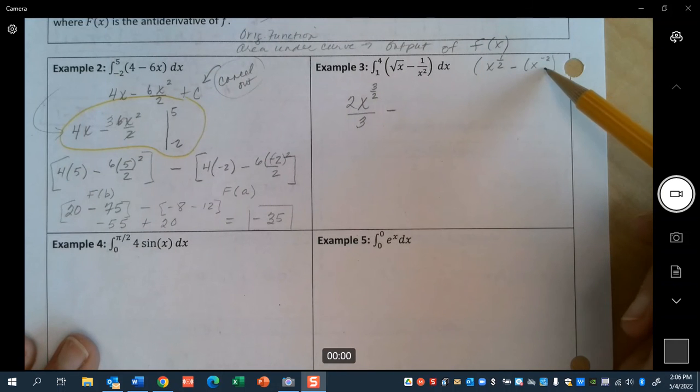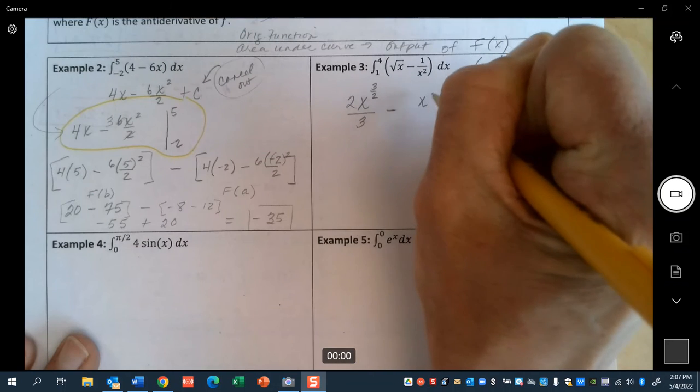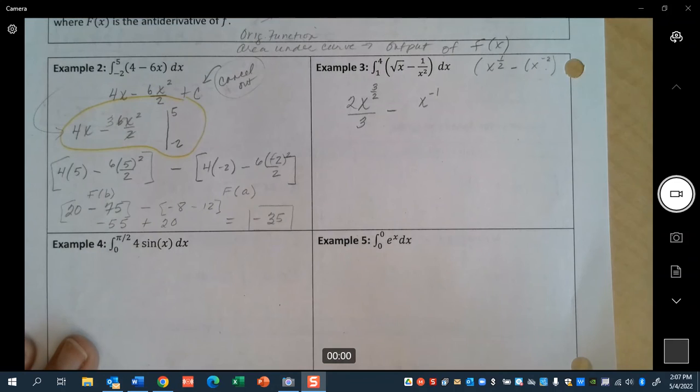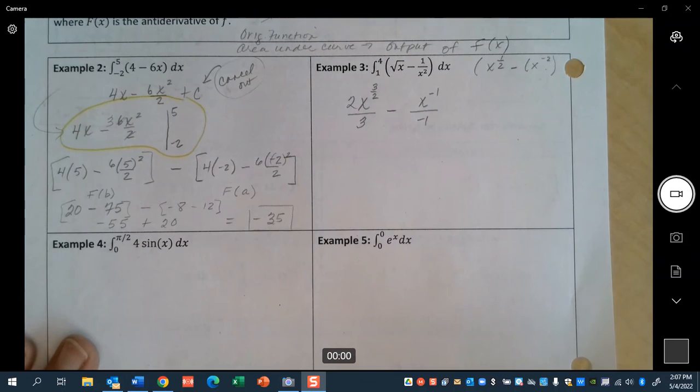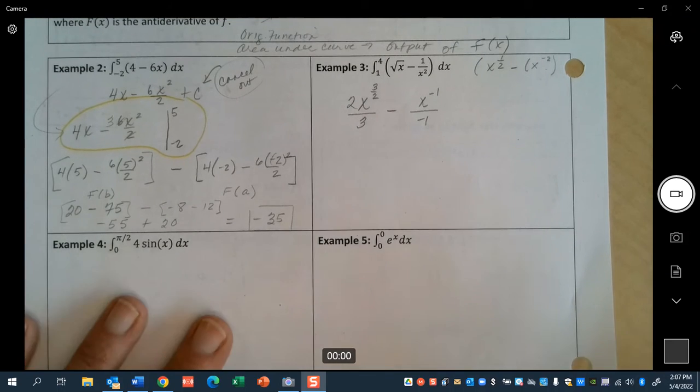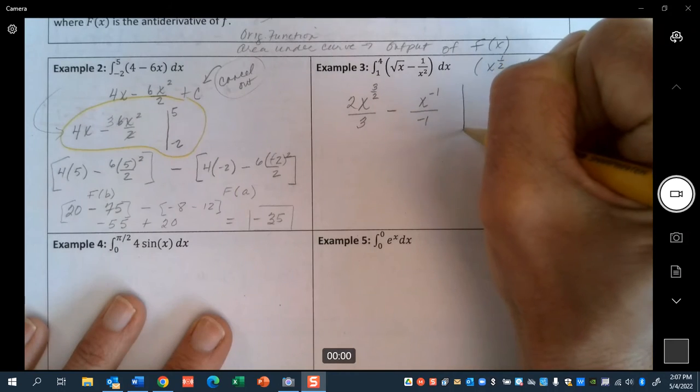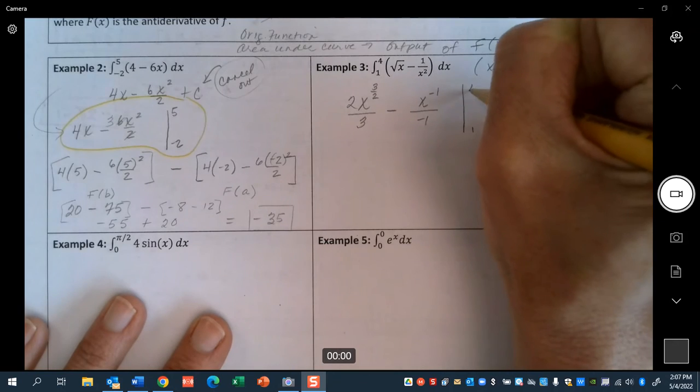Minus, add 1 to the exponent, x to the -1. Divide by your new exponent. And we're going to be calculating that on the interval from 1 to 4.